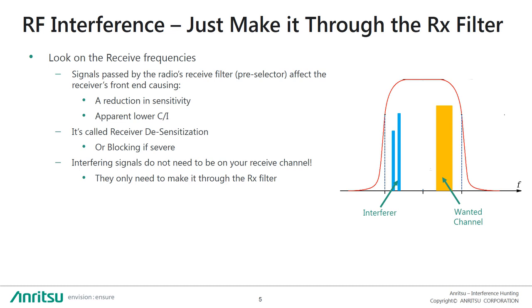As a first note, it's very important to understand that the interfering signals don't need to be on your receive channel. They only need to make it through the receiver filter, the preselector. Signals making it through the preselector affect your receiver's front end, causing a reduction in sensitivity and apparent lower carrier to interference ratio. This is usually referred to as receiver desensitization or blocking if it's severe. These concepts were discussed in part 1 of this video podcast.